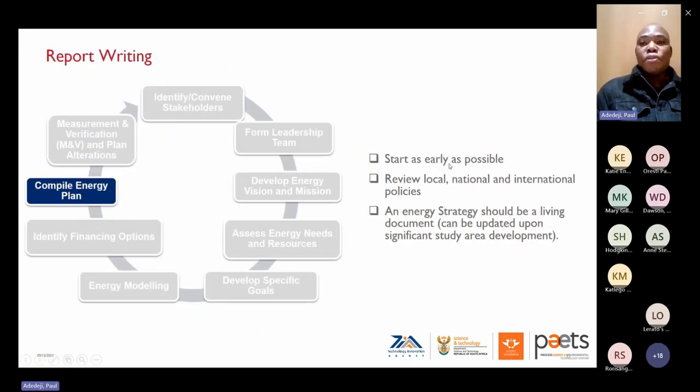Of course, report writing is where you compile everything that you've written, because you want to give them a document they can take to the bank. You want to give the district something they could review and go back to, just like the integrated resource plan for the country.